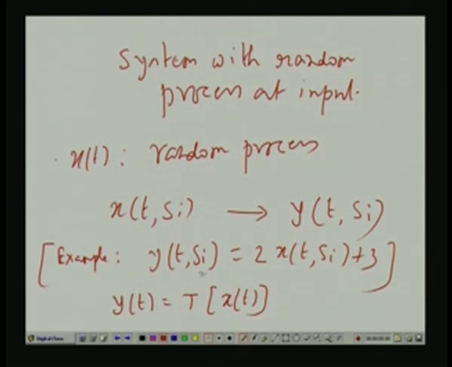Obviously, because with each outcome I am not only getting a waveform for x(t), I am also getting a waveform for y(t). Therefore, you can also say that y(t) is a random process whose waveform for the ith outcome is y(t, s_i). Okay.